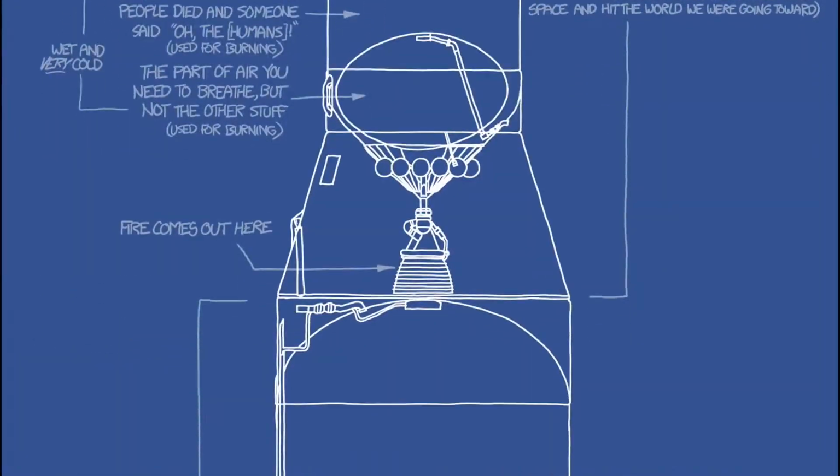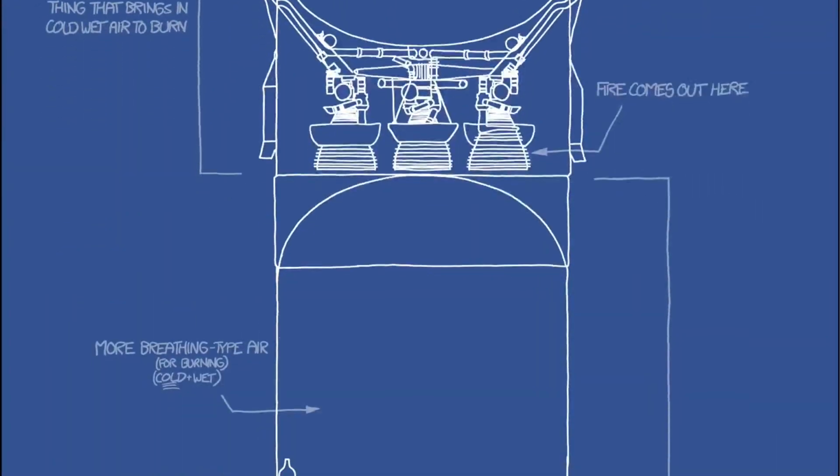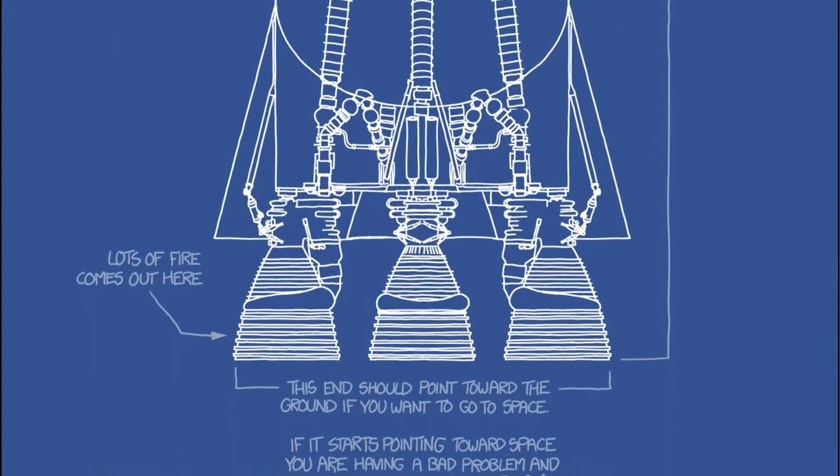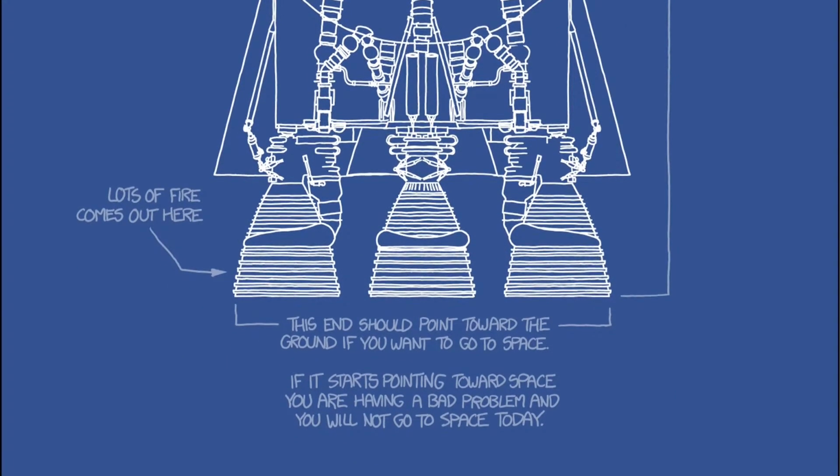And so obviously rocket science is notoriously complicated, but his style of writing is just brilliant. So yeah, he's only used the top 1,000 most common words in the English language. At the bottom he's written, this end should point toward the ground if you want to go to space. If it starts pointing toward space, you are having a bad problem and you will not go to space today. So I love this. I think it's great writing, and I think a lot of people could read through this very easily.